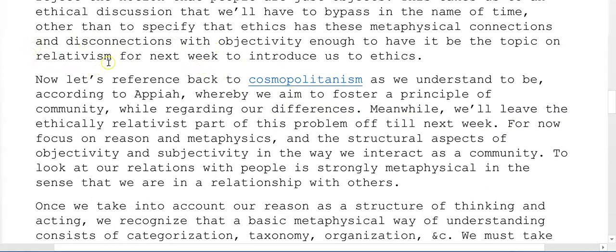Okay, so this is really important for relativism, but I just can't get into all the details here. We'll look at them next week.